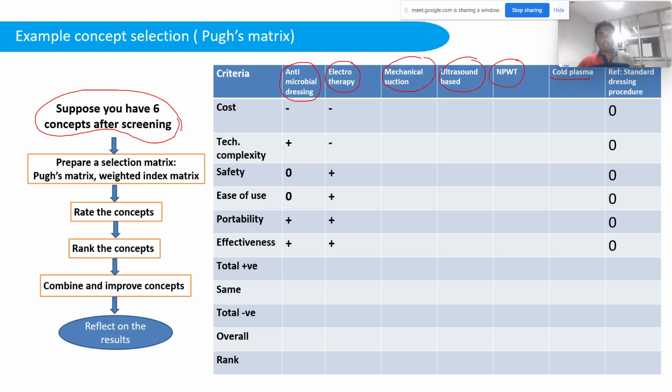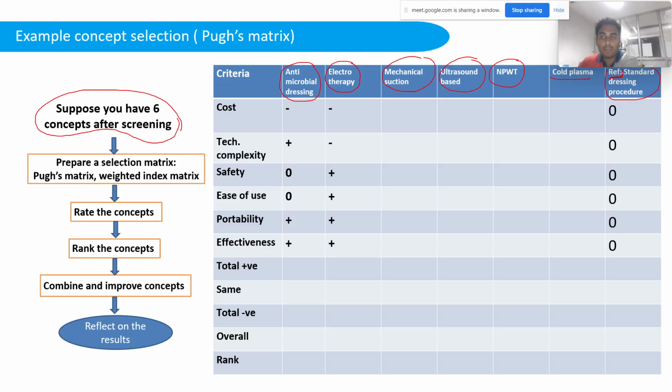Okay, and this is a particular matrix called Pugh's matrix, which is also a very standard matrix used for concept rating and ranking. What we use here is, on one side, a reference standard. Based on this reference, we try to rate the particular concepts as negative, positive, or same.